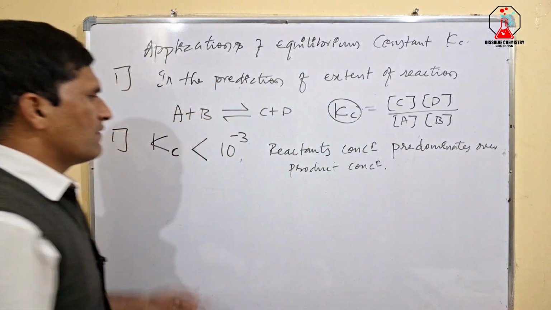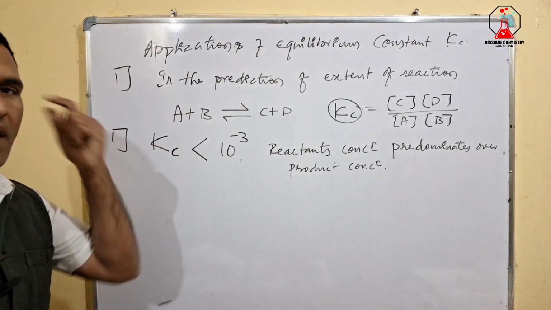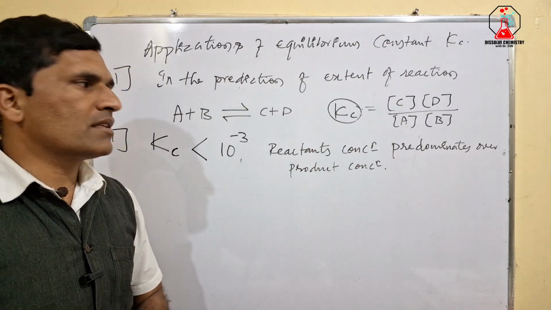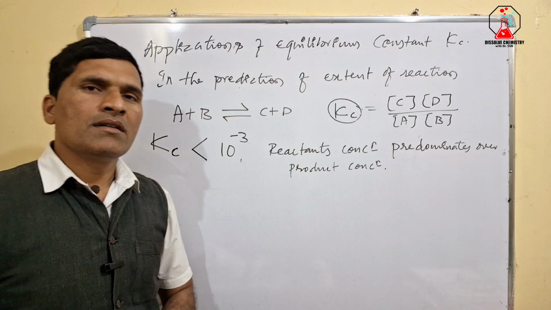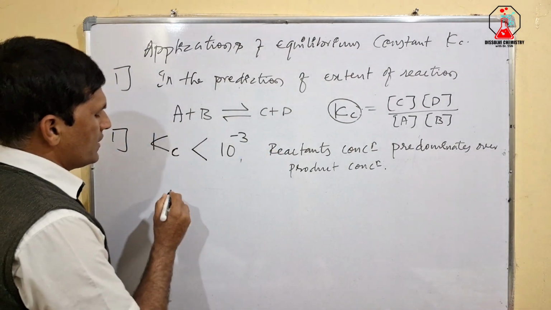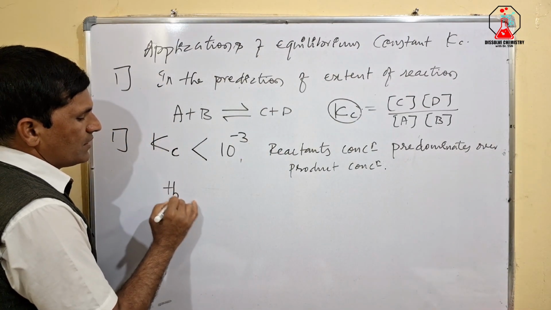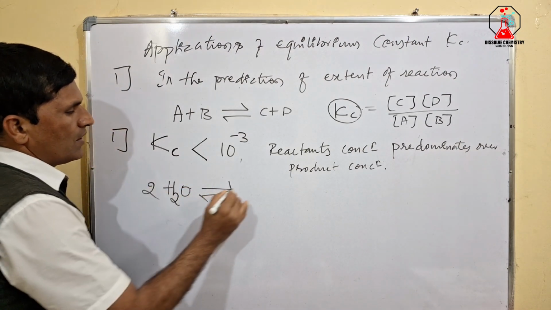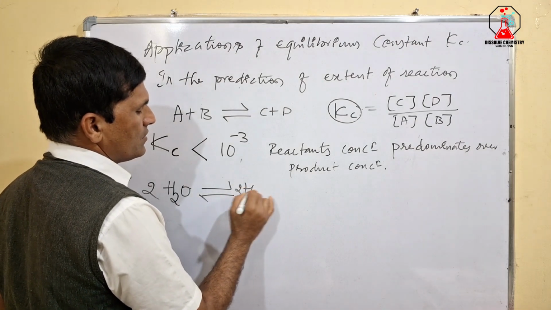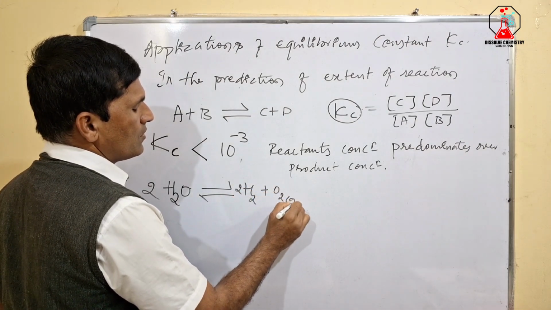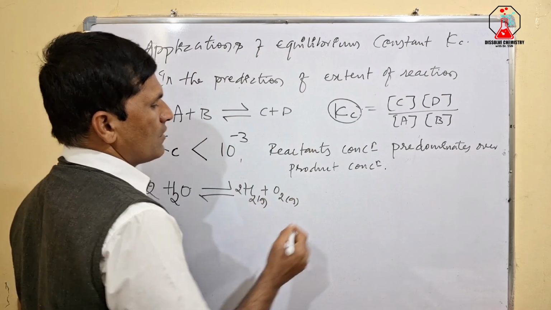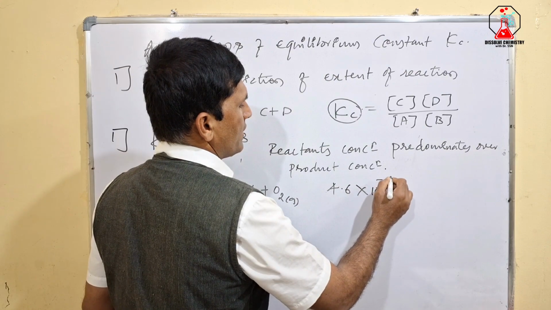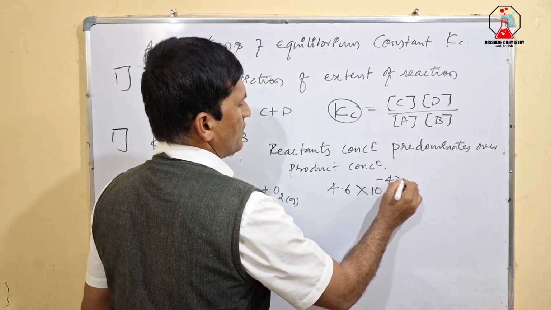Okay, so when the value of Kc is less than 10 to the power minus 3, your reactant concentration will always predominate over the products. For example, consider the decomposition of water, 2H2O giving 2H2 plus O2 gas. Your equilibrium constant value will be 4.6 into 10 to the power minus 47.